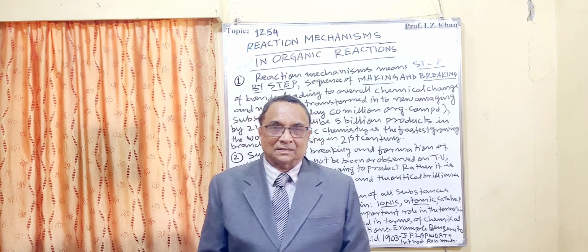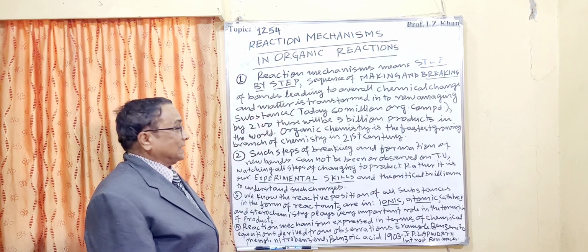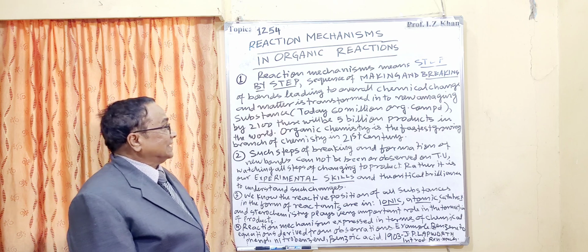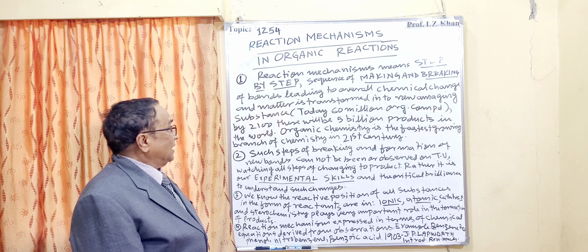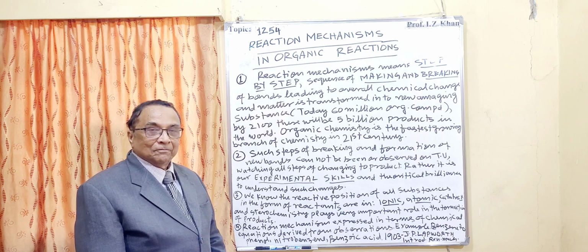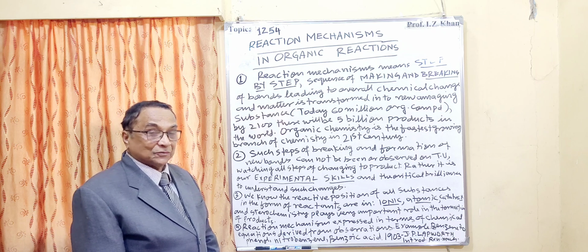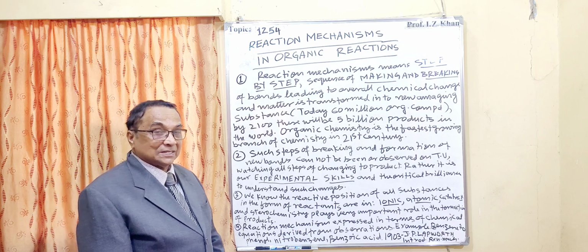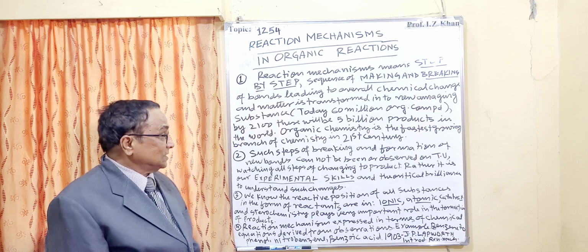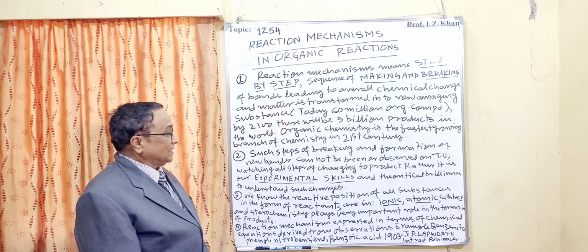So the same thing that I have discussed is given in the form of a summary. Number one, the reaction mechanism means the step by step sequence of making and breaking of bonds, leading to overall chemical change, and matter is transformed into new amazing substances. Today 60 million products are there in the form of organic substances, and by 2100 it will be up to 5 billion with the same growth of organic chemistry, which is the fastest growing in the 21st century.